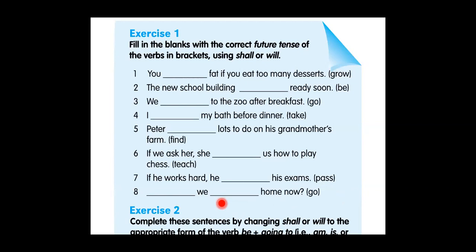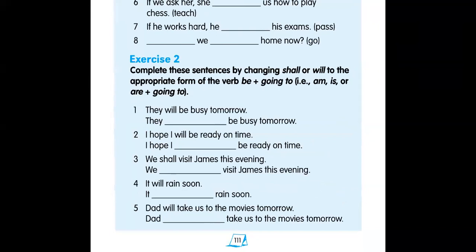Yes. So have you understood what we used over here? Future tense. Okay. Simple future tense, where we use will and shall plus a base form. Okay. V1. Next one. Exercise 2.